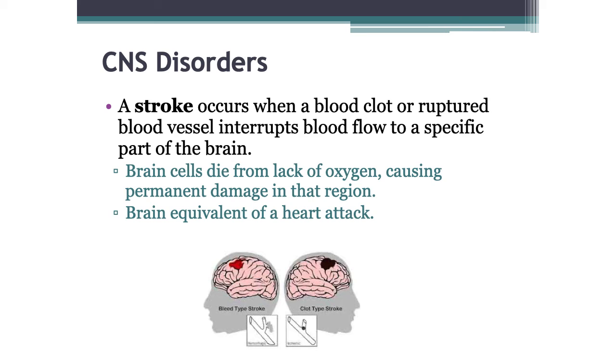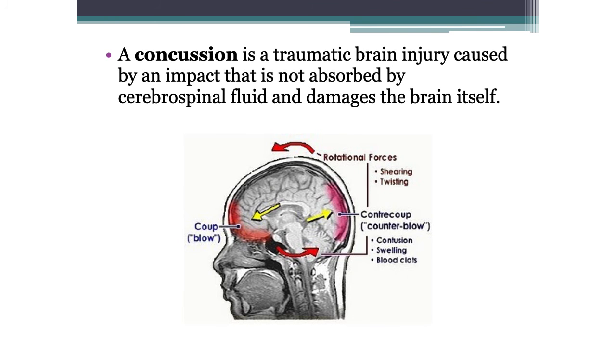A stroke occurs when a blood clot or ruptured blood vessel interrupts the blood flow to a specific part of the brain. Brain cells die from lack of oxygen, causing permanent damage in that region. Brain equivalent of a heart attack. Next, we have a concussion. It is a traumatic brain injury caused by impact that is not absorbed by the cerebrospinal fluid and damages the brain itself.